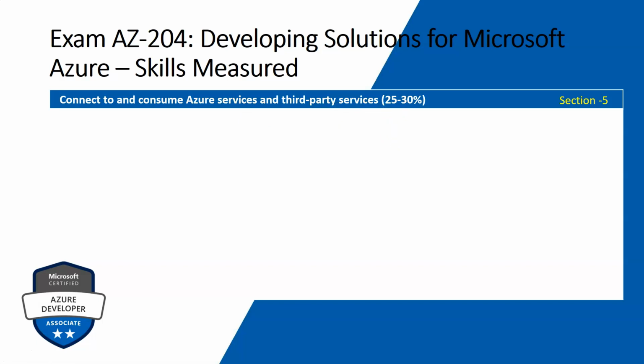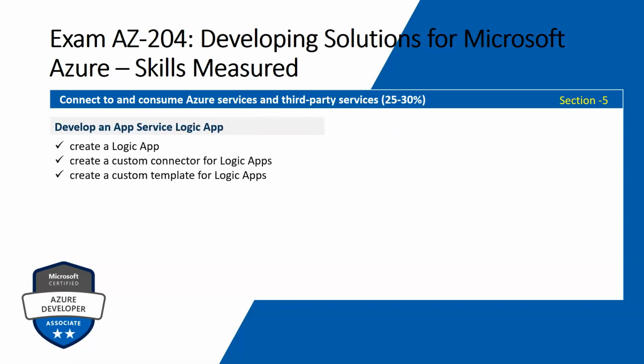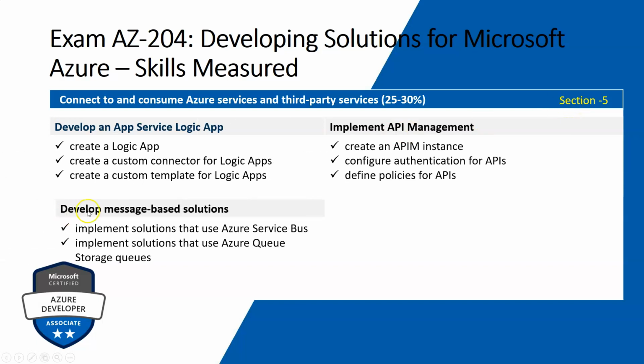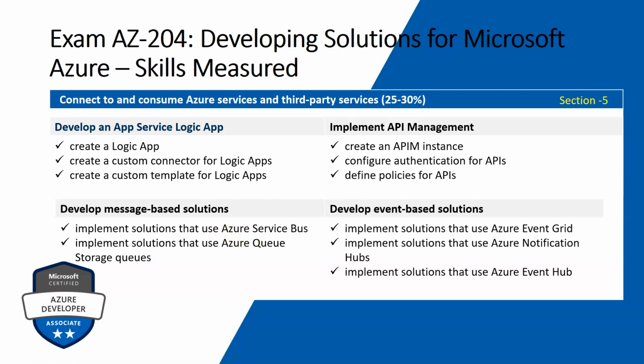Section 5, connect to and consume Azure services and third-party services, covers 25 to 30% of your entire exam. So again, a critical module. Here we'll talk about App Service, Logic Apps, and API management. We'll talk about message-based solutions, so here we'll talk about Azure Service Bus and Azure message queues. Then we'll talk about event-based solutions. So here we'll talk about Azure Event Grid, Azure Notification, and Azure Event Hub.